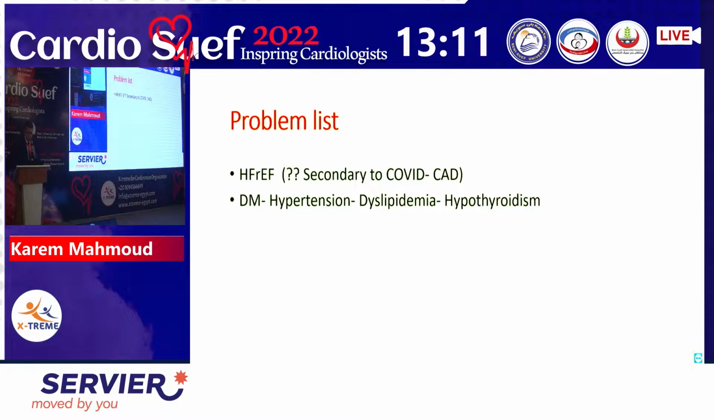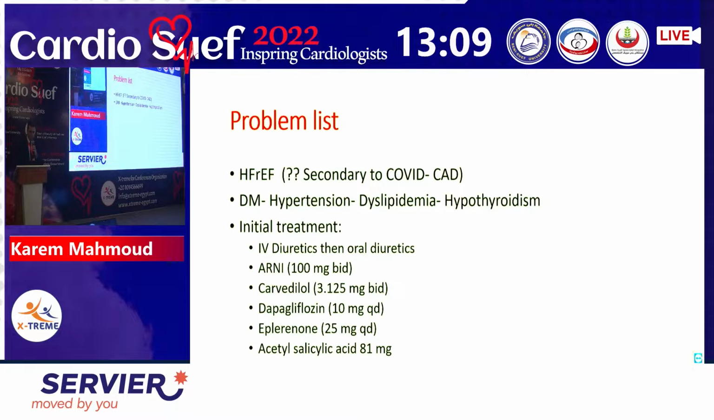These were her comorbidities, and the initial treatment was IV diuretics, then shifted to oral diuretics after compensation. She was on a good dose of ARB, so we shifted to ARNI 100 milligrams twice daily. After reaching dry weight, we started a beta blocker, 3.125 twice daily, along with dapagliflozin, eplerenone, and acetylsalicylic acid.